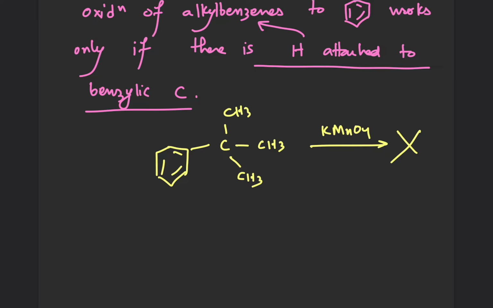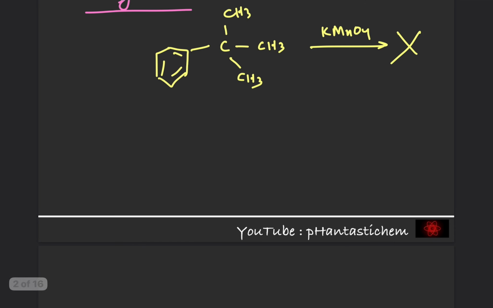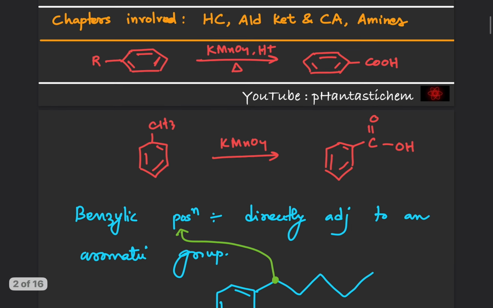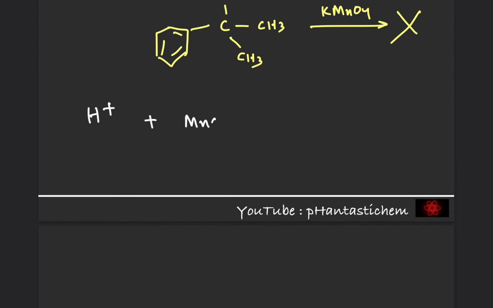Okay, so the reason why we need benzylic hydrogen, or only those alkyl benzenes which contain hydrogen attached to the benzylic carbon show this, is because the answer lies in the mechanism. So the mechanism of this reaction is a bit important. H plus comes from the acidic KMnO4. Remember I told you that we have H plus also. This H plus will react with the MnO4 minus ion of acidic KMnO4 to give us MnO3 plus and H2O. Yeah, so this should be plus.